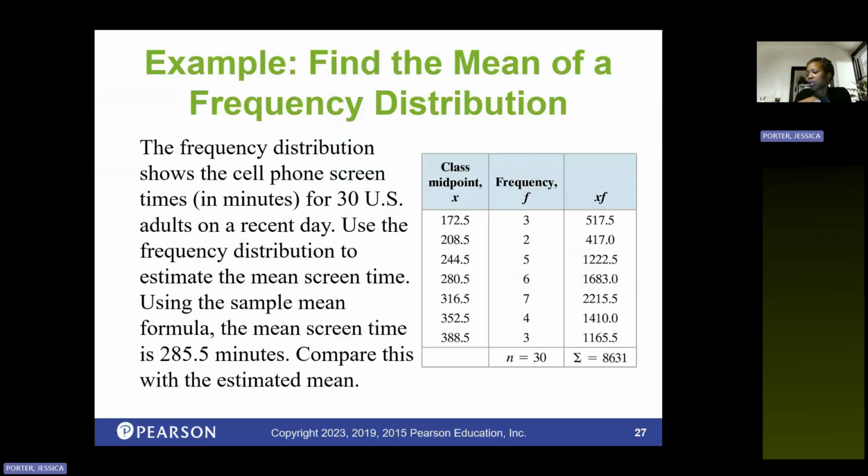Okay, so in this case, they have already calculated the midpoint of the class, and that's the lowest plus the highest divided by 2. And then the frequency of that class is 3. So I'm going to multiply those 2 together, and I get 517.5. I'm going to add all of those products together to get 8631. And then I will divide by the number that I have in the data set, which is 30.